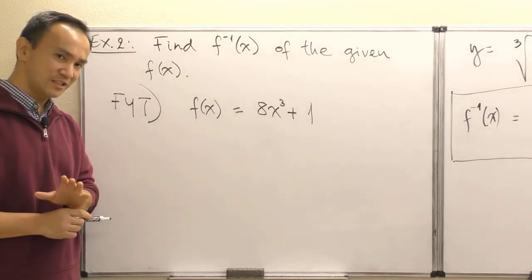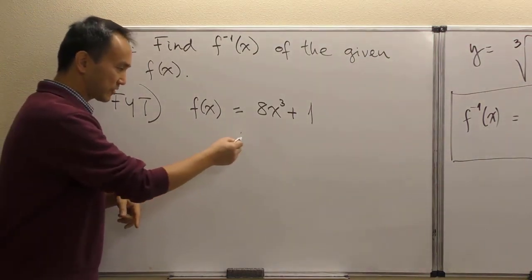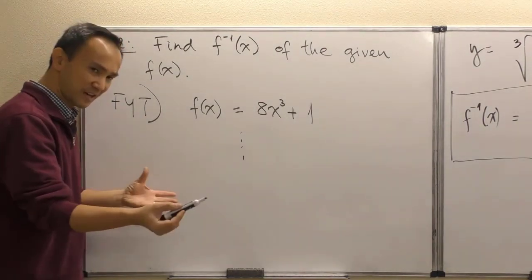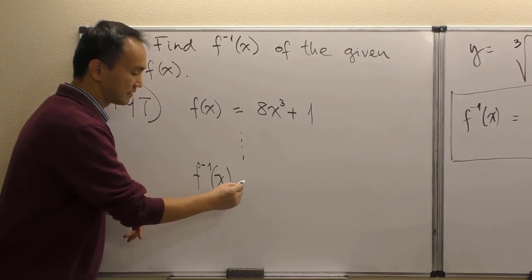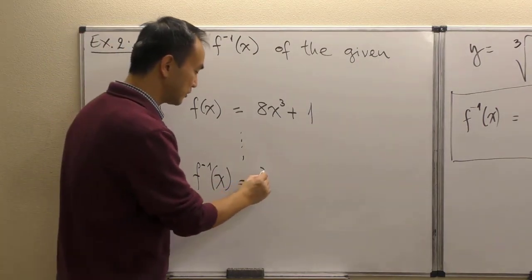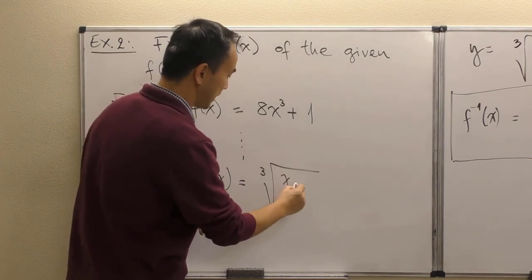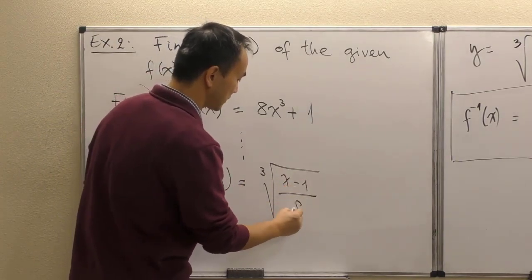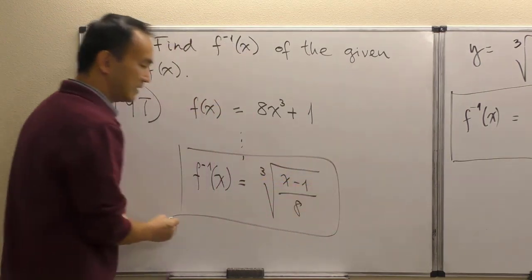All right, so assuming you have already spent some time finding the f inverse for this function, these are your steps right here, whatever they may be. F inverse here will arrive at the cube root of x minus 1, all over 8. Okay, that's a successful one.